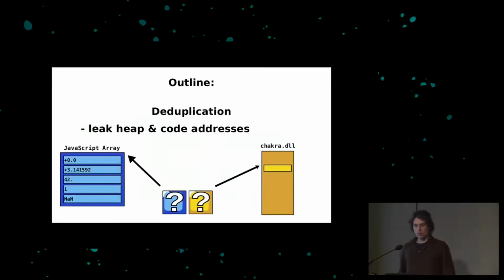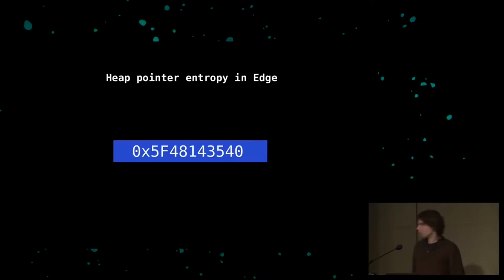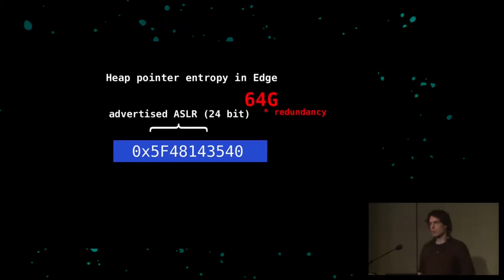So now we have a code pointer, but we still need to leak a heap pointer, and there's a problem with this. We didn't find a situation where we could leak the heap pointer directly using the two primitives before, and the heap pointer has quite a lot of entropy. This is an example of a heap pointer in Microsoft Edge. There is some advertised randomness on Windows 10, 24 bits of randomness. If we only look at that part, we'd need 64 gigabytes of memory just to try every possibility. And then we need to multiply this by a bit to get redundancy because there's noise.